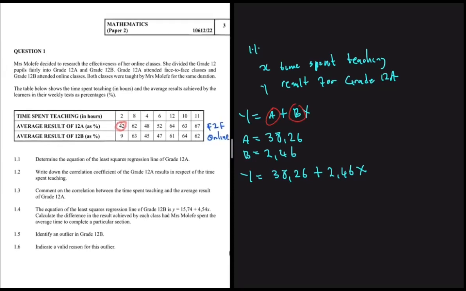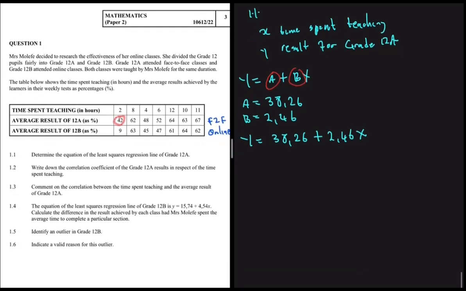Now let's do 1.2. It says let's write down the correlation coefficient of the grade 12A results in respect of the time spent teaching. So we're looking for R, the correlation.